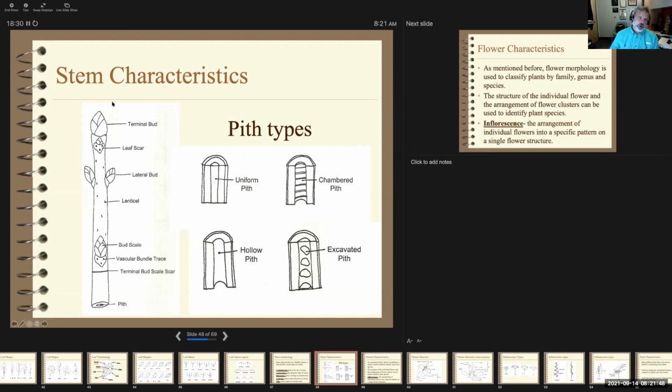I'd love you to know this, like what is a terminal bud? What is a leaf scar? That's where a leaf was. What's a lateral bud off the side here? Sometimes stems have these little dots on them. We call those lenticels. These different parts of the actual bud that look basically like a corn cob, we call those bud scales. And then there's this little vascular bundle trace underneath the bud. And so there's a lot of different parts of the stem that are good to know and be able to classify.